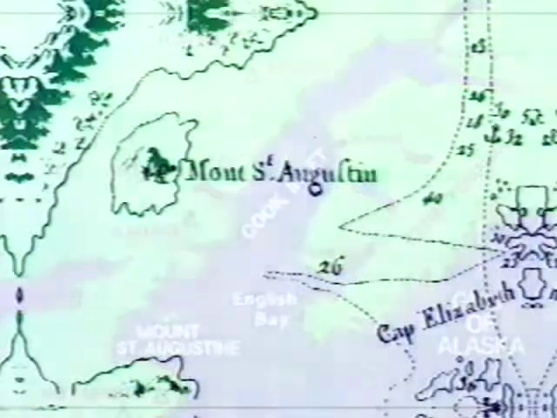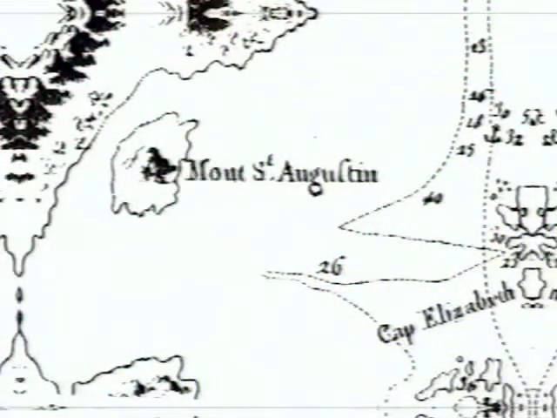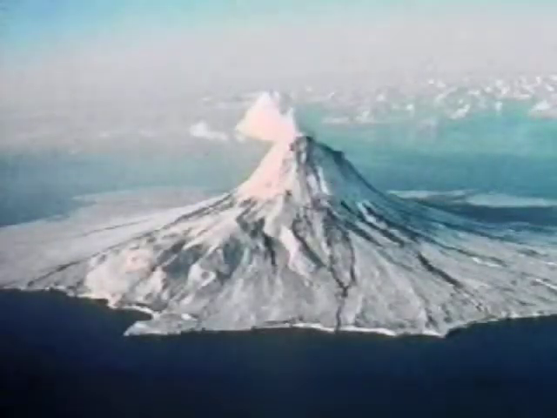One of these volcanoes, Mount St. Augustine, is a small island situated near the west shore of the lower Cook Inlet. Its proximity to the sea makes it a potential source of catastrophic tsunami waves. The volcano was discovered on May 26, 1778, St. Augustine Day, by Captain James Cook during his third Pacific voyage.